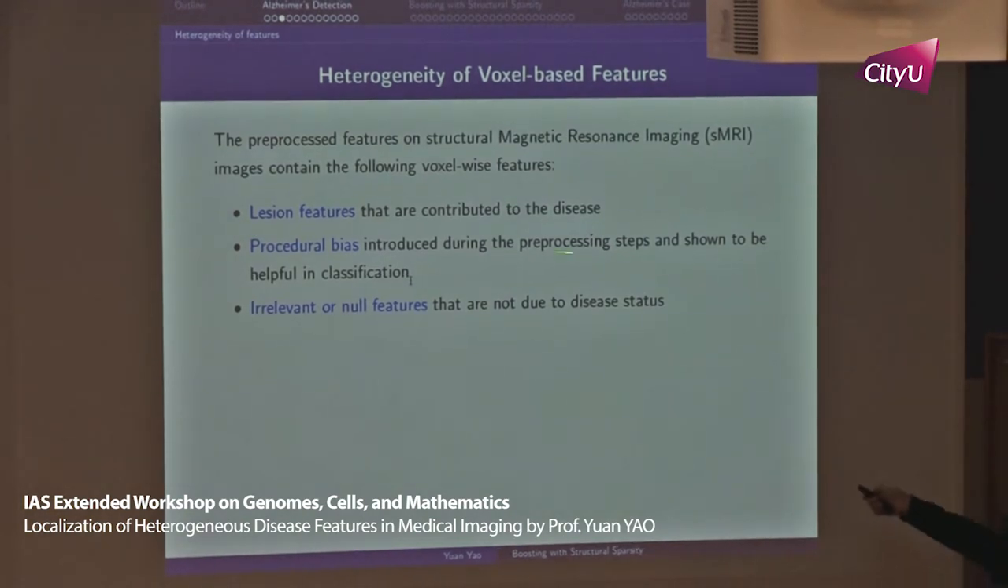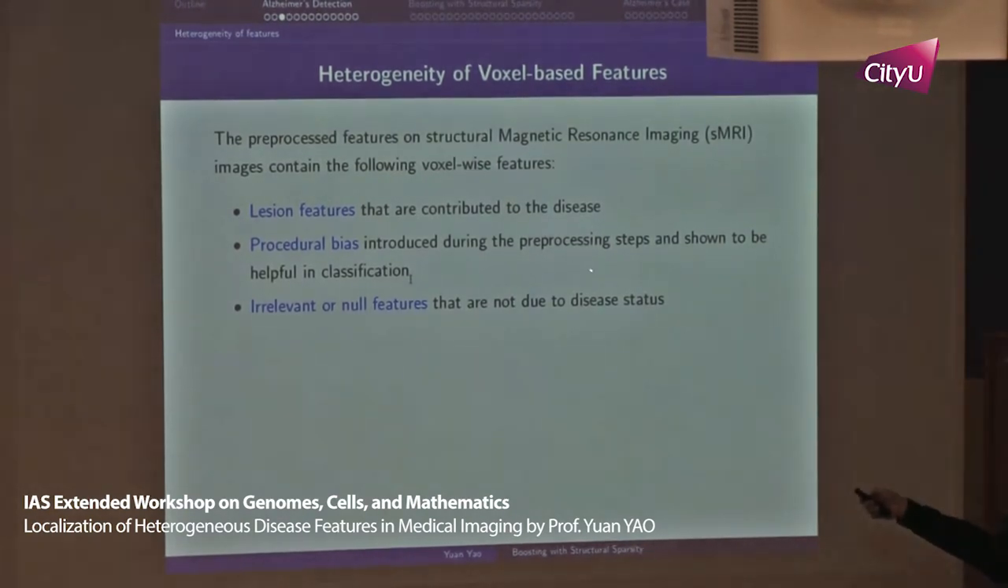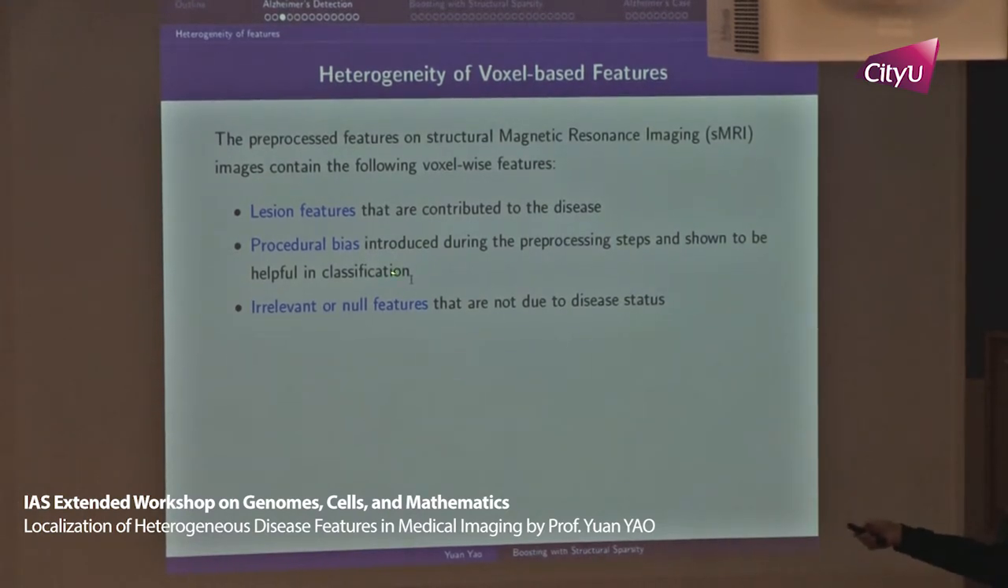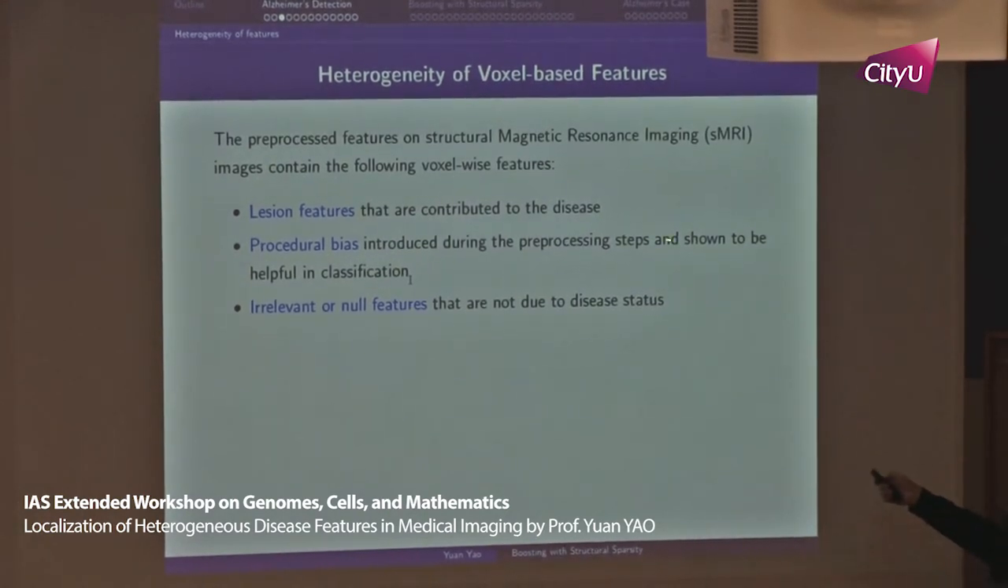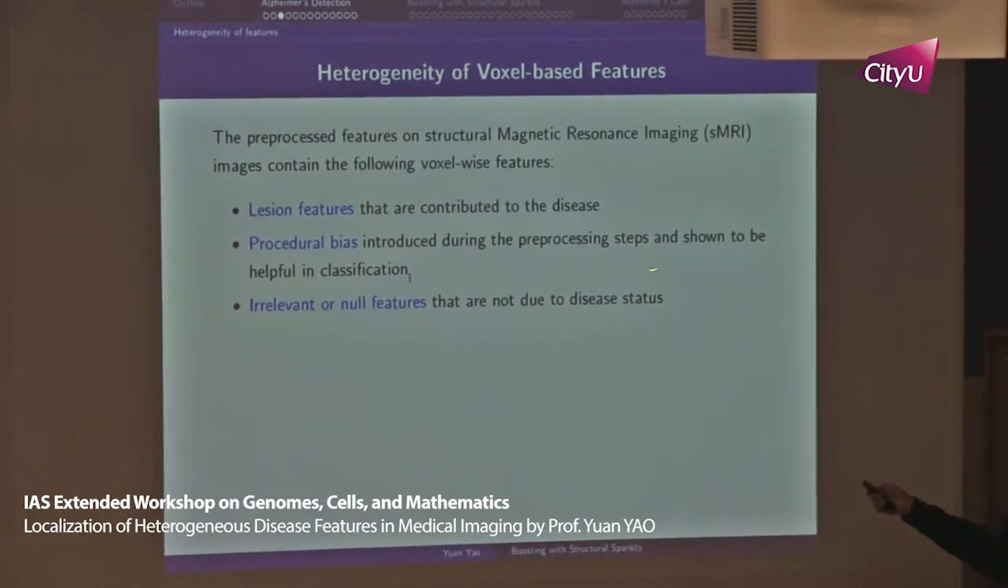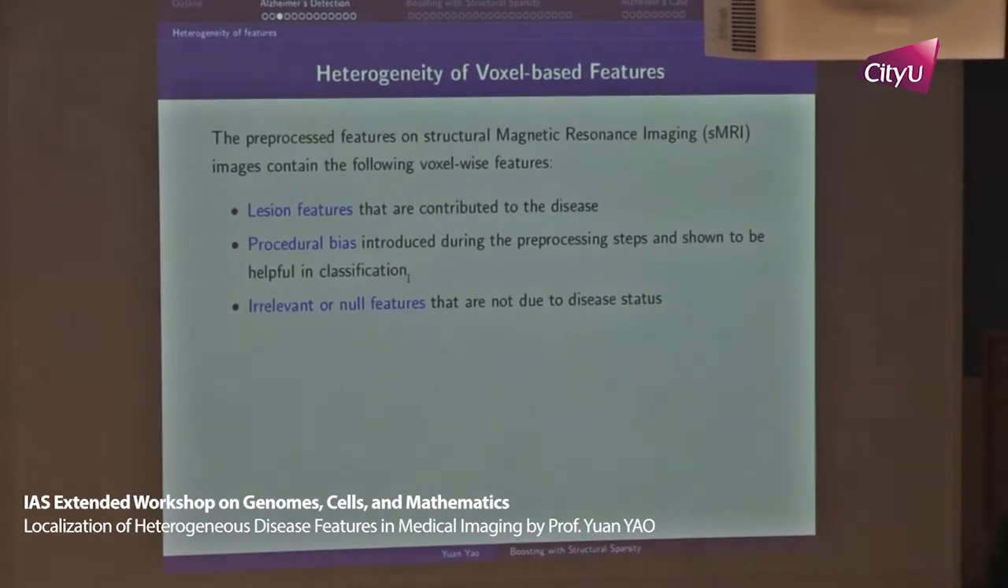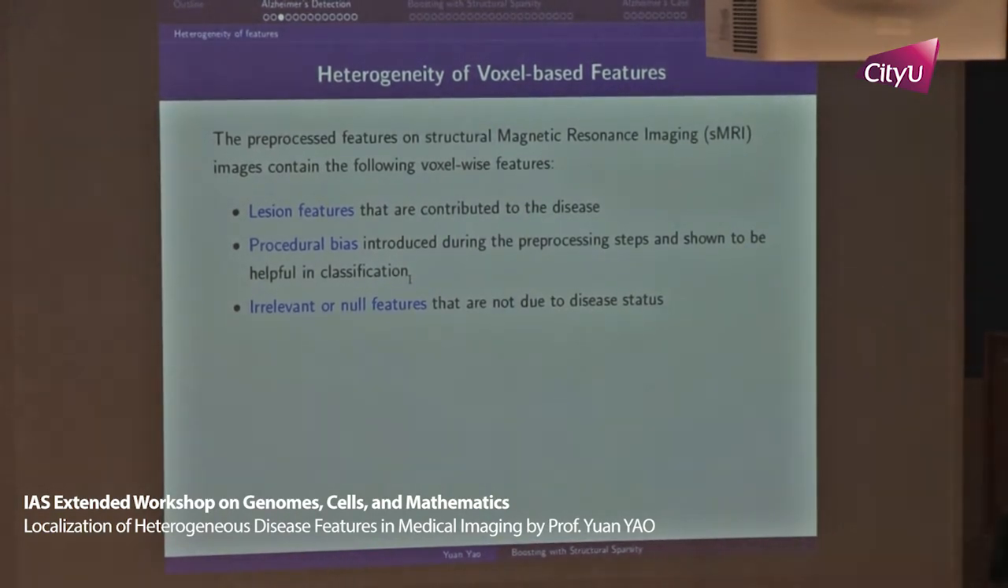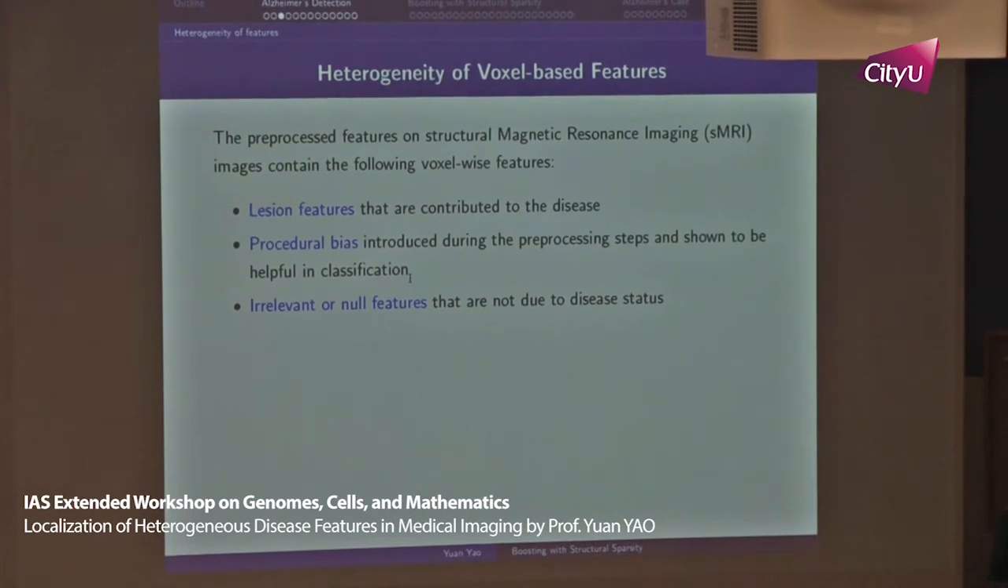On the other hand, the pre-processing steps in the imaging actually introduce another type of feature, which we call procedure bias. These features are not directly related to the disease; they are not the cause of the disease, but they are very helpful in classification. So that may help you find digital evidence for Alzheimer's disease rather than medical information. And also there are some irrelevant or null features, so the features are very heterogeneous in nature.